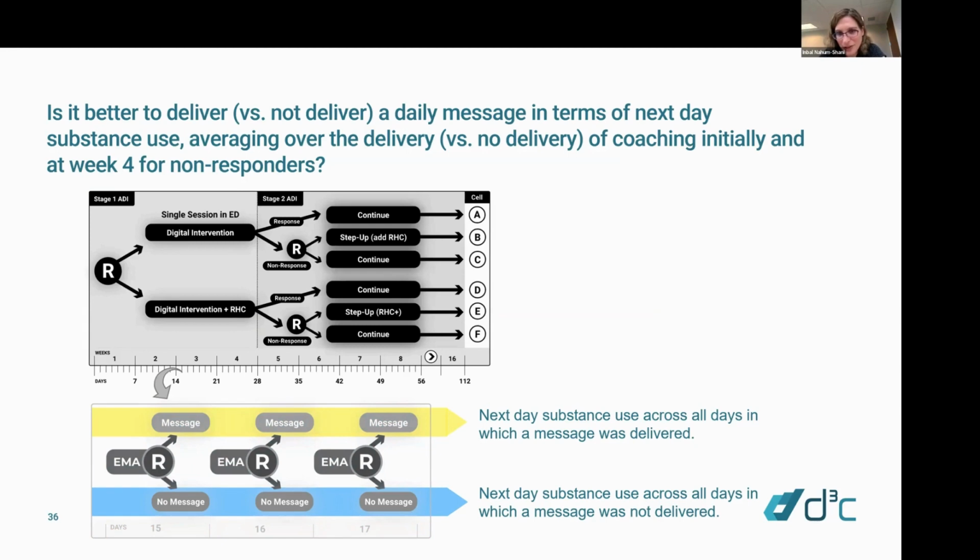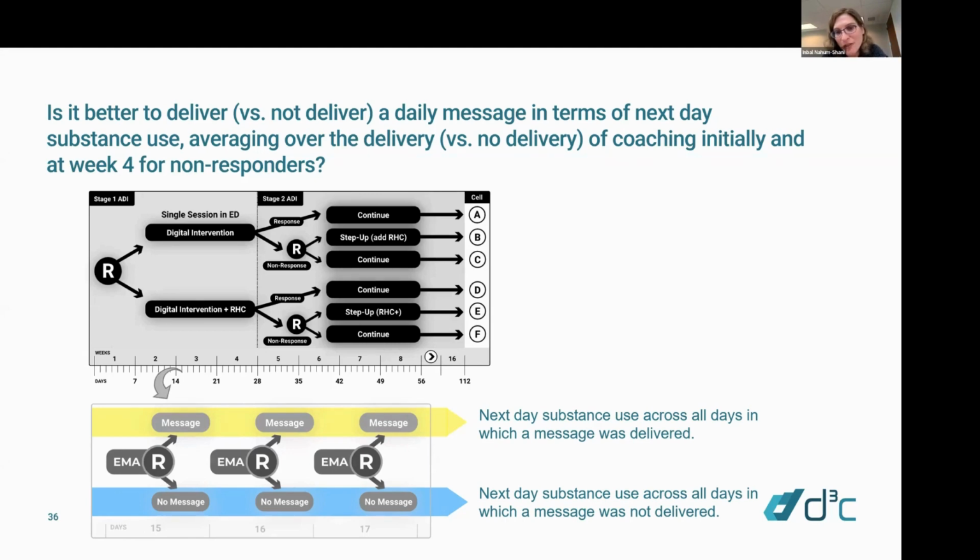Again, all you need to do is use the same analysis that I showed you before when you only had the MRT. You take the mean outcome, the mean outcome of next day substance use, across all the days in which a message was sent across all participants, and you compare it to the mean proximal outcome, next day substance use, across all the days in which a message was not sent across all participants. Again, all your participants and all the days in which they were micro-randomized will contribute information that you will use to estimate this effect. Same way as before, when you only had data from the MRT.